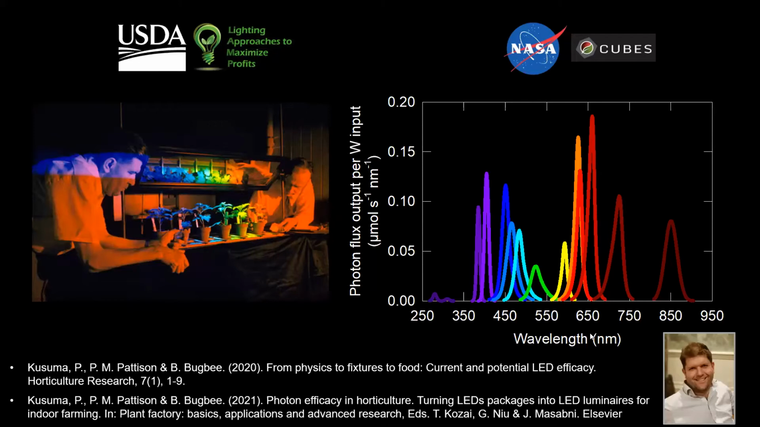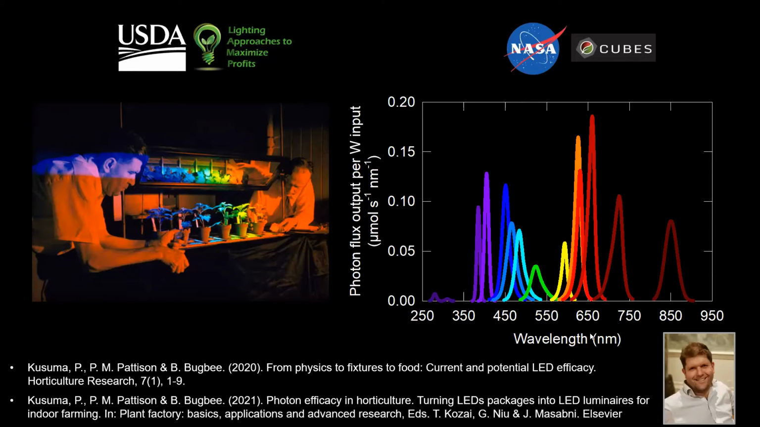There are two funding agencies that have funded my research over the past 5 years, and they're really interested in this efficiency question of LEDs. One is a USDA project called LAMP. LAMP stands for Lighting Approaches to Maximize Profits, and it's interested in the economics of lighting in greenhouses and vertical farm settings. And the other project is a NASA project called CUBES. CUBES stands for the Center for the Utilization of Biological Engineering in Space. And this project is interested in using biological means to create a sustainable environment for a few astronauts on Mars.